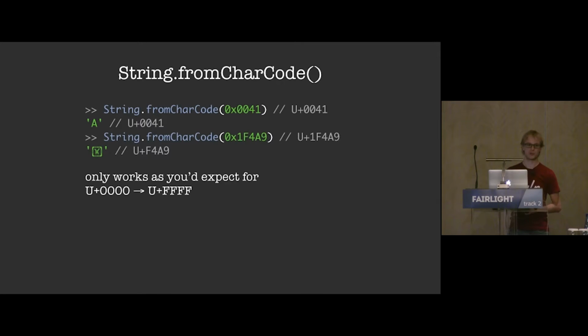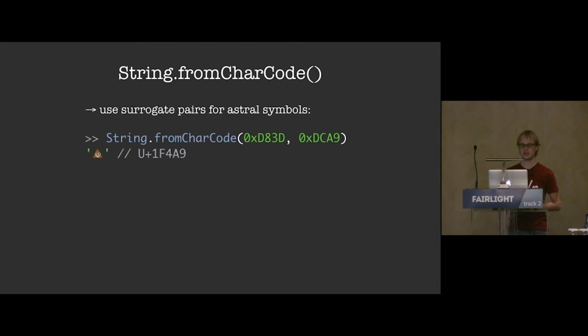Now, if you want this to work properly, the solution in ECMAScript 5 is to use surrogate pairs once again. So you have to calculate the surrogate pair yourself using those formulas that I showed you before and pass them as separate arguments to the function. And only then will you be able to create piles of poo in your strings in JavaScript.